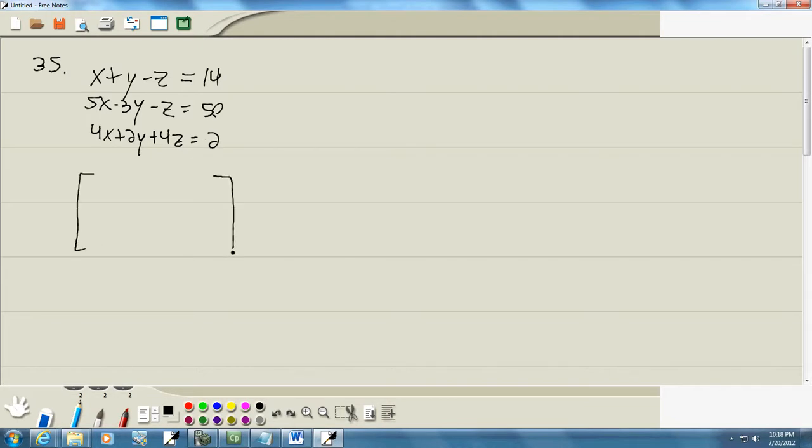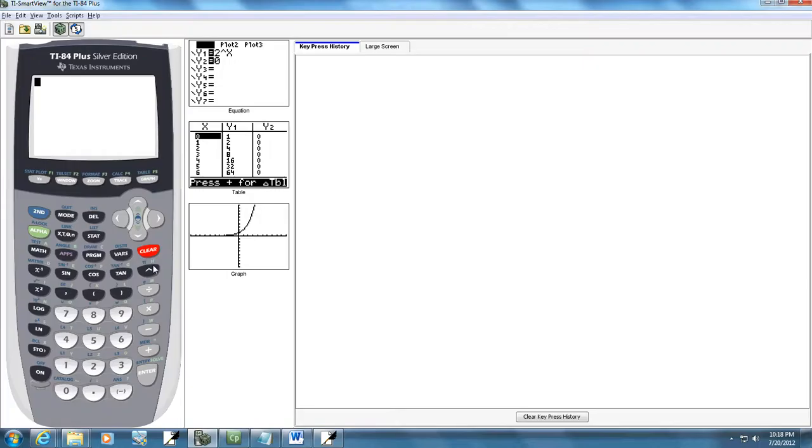Now, in order for the REF process to work, you have to have all the variables over on one side, the like terms lined up, and numbers on the right side. And all this is perfect. So we've got 1, 1, negative 1, 14. 5, negative 3, negative 1, 50. 4, 2, 4, 2. So this is a 3 by 4, rows by columns. So let's go ahead and input this into our calculator.